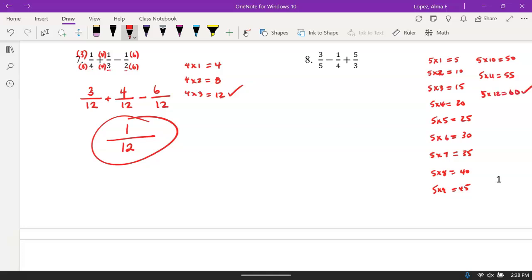And again, this is just one way, or you can find the least common denominator with the least common multiple that we did before. Now let's see here, 60. 5 divides into 60, 4 divides into 60, and so does 3.